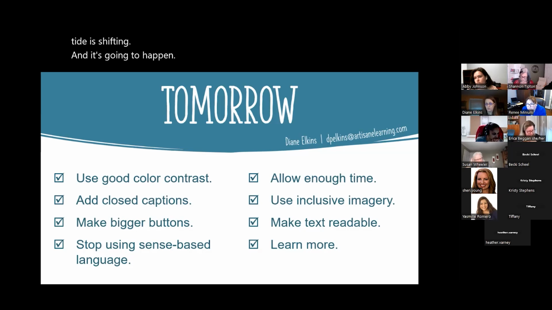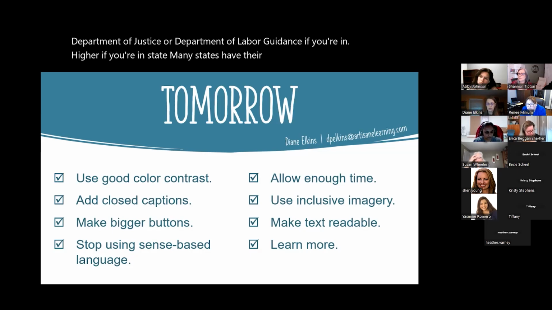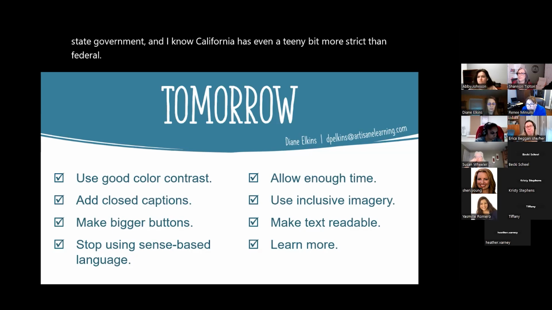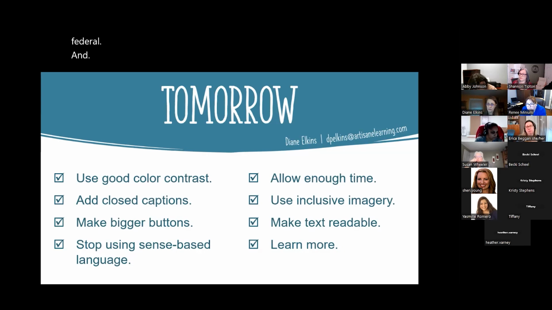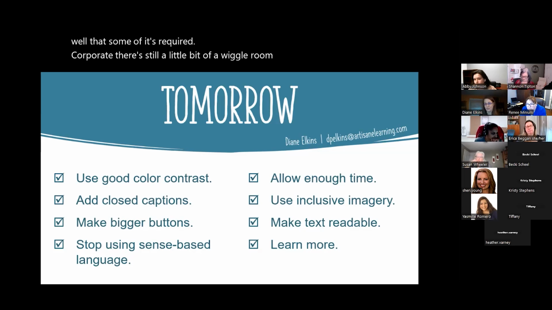It is only a matter of time before there's formal case law or formal Department of Justice or Department of Labor guidance. If you're in state, many states have their own requirements. If you're state government, I know California is even a teeny bit more strict than federal. And universities, higher ed, and any K through 12 or higher ed have their own laws as well. I think it's a little bit more cut and dry with universities, that some of it's required. Corporate, there's still a little bit of wiggle room. Just ask a question that doesn't make it easy for them to say no.